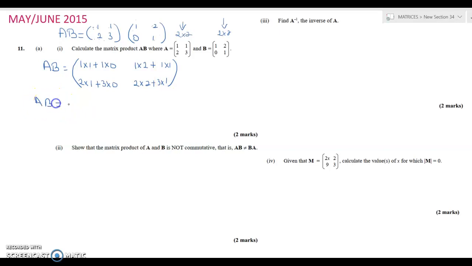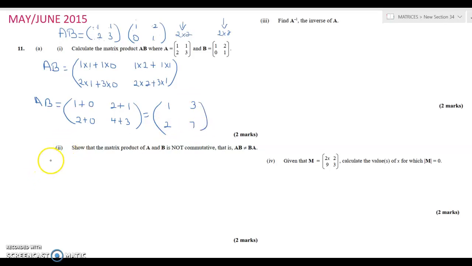So AB is equal to 1 times 1 is 1 plus 1 times 0 is 0. Then 1 times 2 is 2 plus 1 times 1 is 1. 2 times 1 is 2 plus 3 times 0 is 0. 2 times 2 is 4 plus 3 times 1 is 3. So our final answer for AB is 1, 3, 2, 7. Easy 2 marks to get.